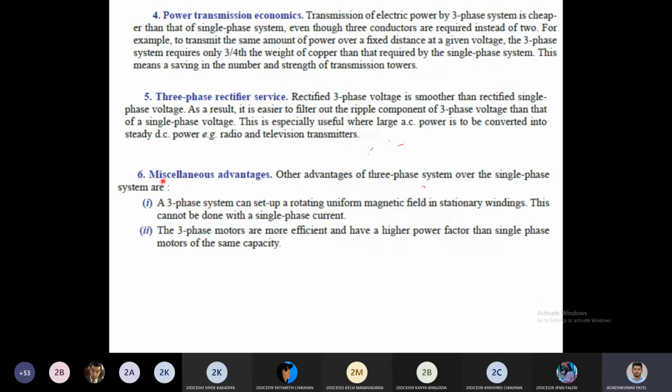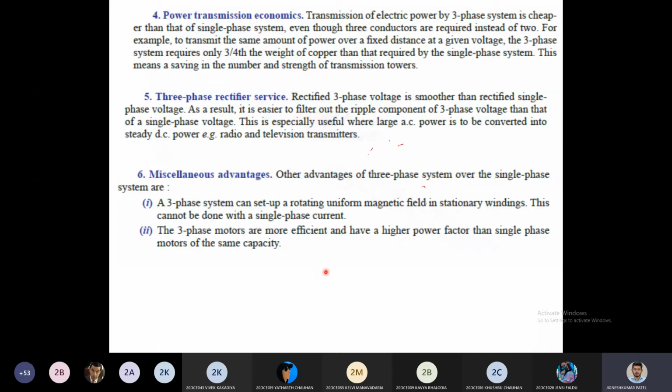Next point is miscellaneous. What does that mean? Other advantages of three-phase over single phase. A very basic one is that a three-phase system can set up a rotating uniform magnetic field in a stationary winding. This cannot be done with a single phase current. So this is related to self-starting. This is not possible using single phase, and that's the basic reason why your fan does not start without a capacitor. Three-phase motors are more efficient and have a higher power factor than single-phase motors.